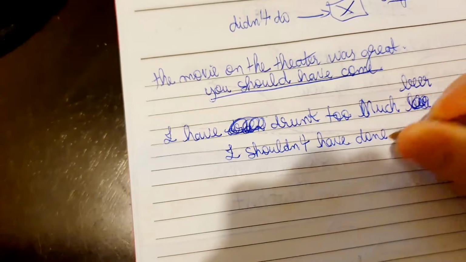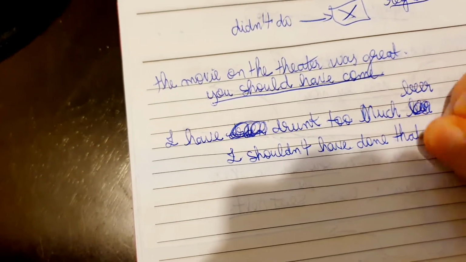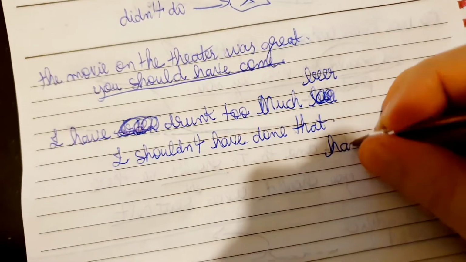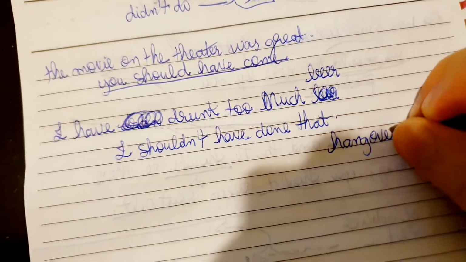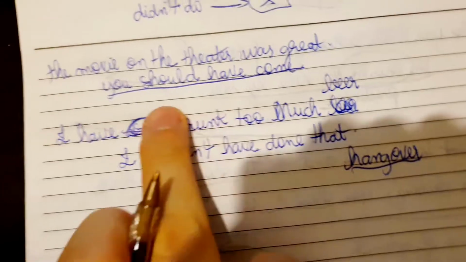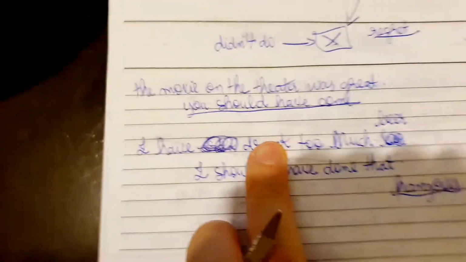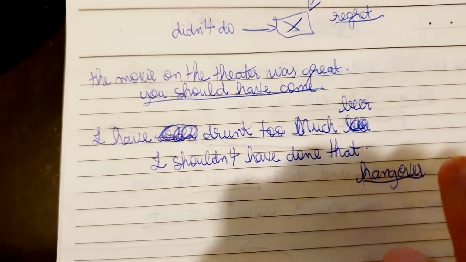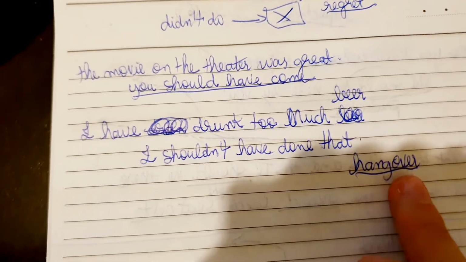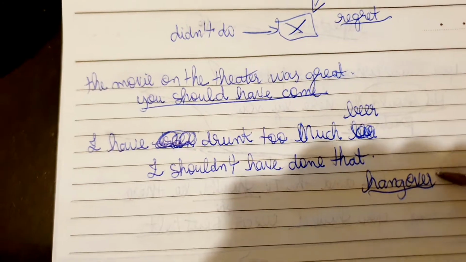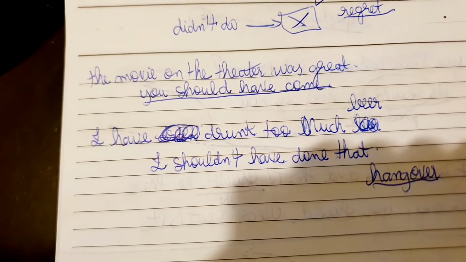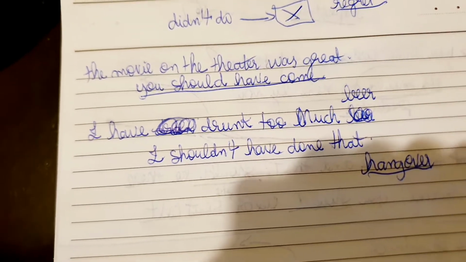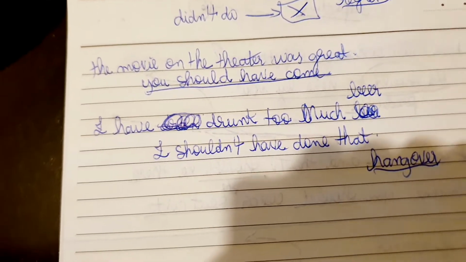Why shouldn't you have done that? Because today I have a terrible hangover, right? Hangover is a consequence of you drinking too much. When you drink too much alcohol, the next day the possibility of you having a hangover is very high. So after you have a hangover, oh my god, I shouldn't have done that. Okay, you did something, but it's not right, or you shouldn't have done it.